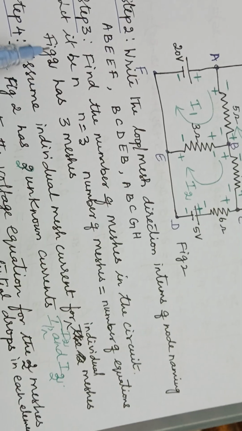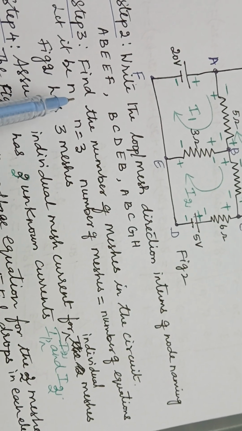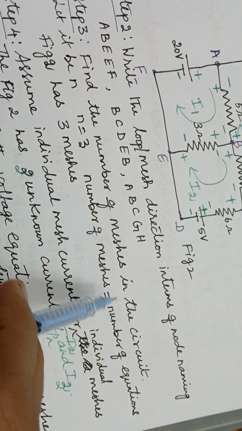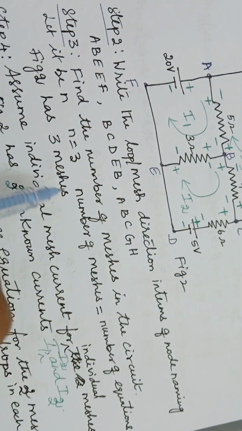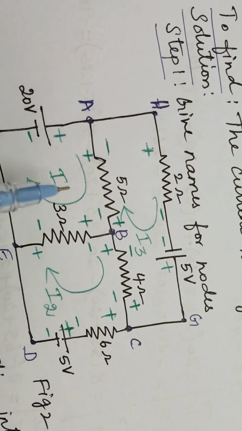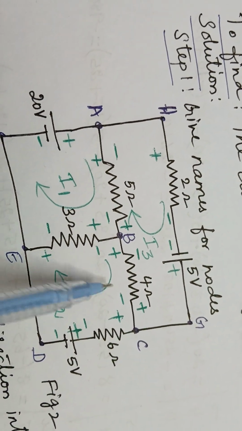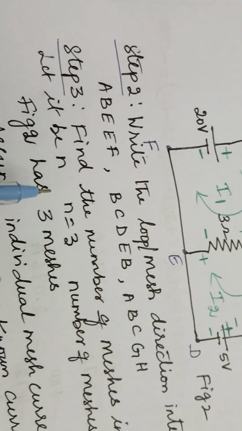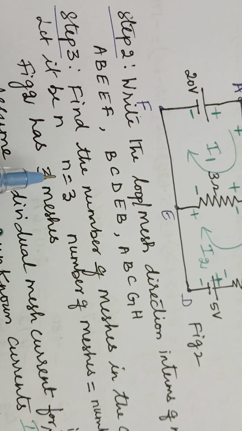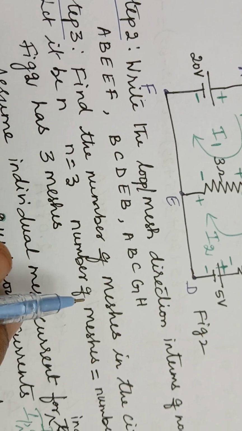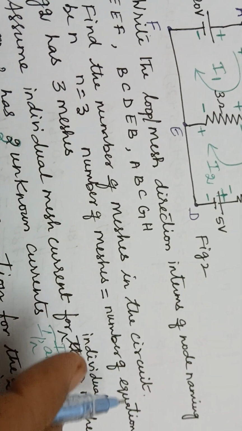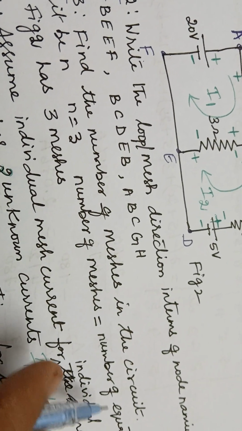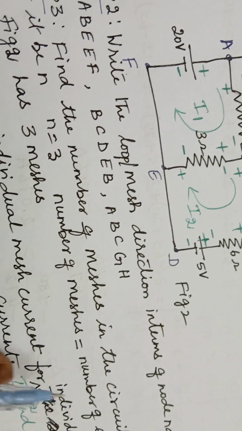The third step is to find the number of meshes in the circuit. Let the number of meshes be n. So n is equal to 3. The number of meshes is equal to the number of equations. In this figure, how many closed loops are there? 1 loop, 2 loops, 3 loops, so the total is 3 loops. So n is equal to 3, and the number of meshes equals the number of equations. However many loops it can form, that many equations will be produced.